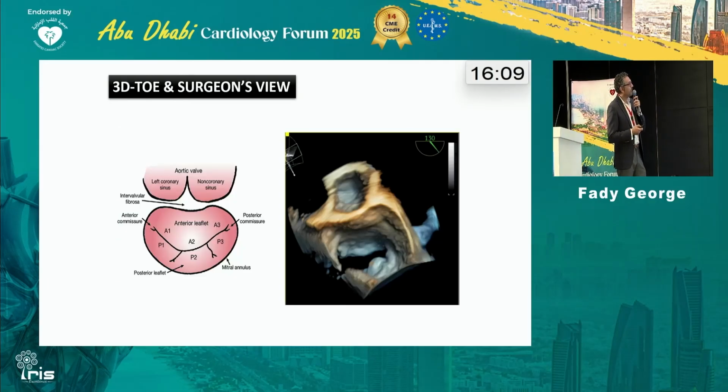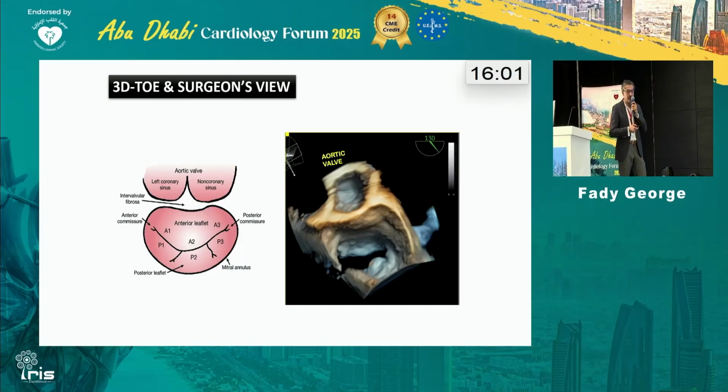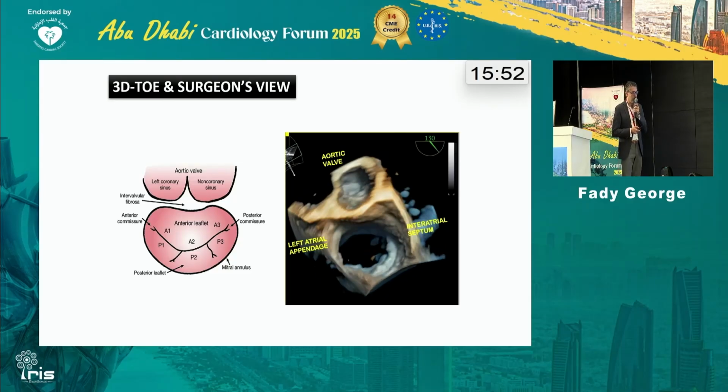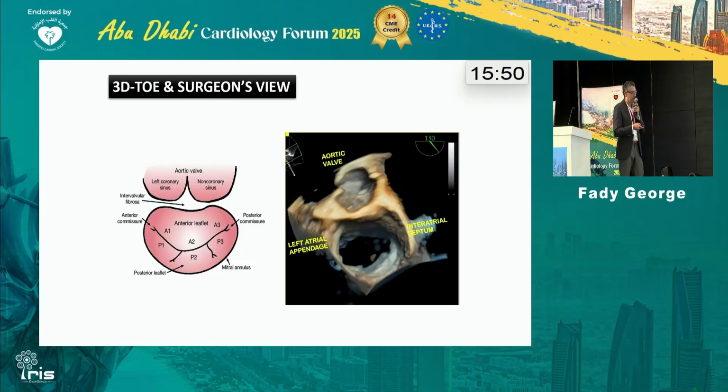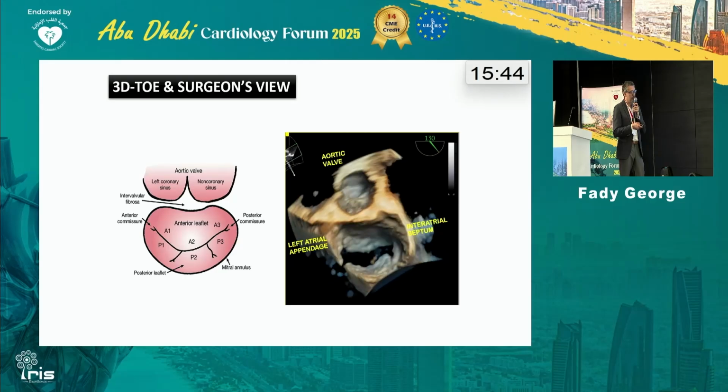So this is a 3D TEE surgeon's view, like we just talked about. This is the orientation you have to make sure of while you're doing the 3D: that you have the aortic valve at the 12 o'clock position, which is anterior. And then you have the interatrial septum at the medial part and the LA appendage on the lateral part. So what do you see here? We just talked about how this is the anterior leaflet and this is the posterior leaflet. These are scallops. So this is basically the posterior scallops.